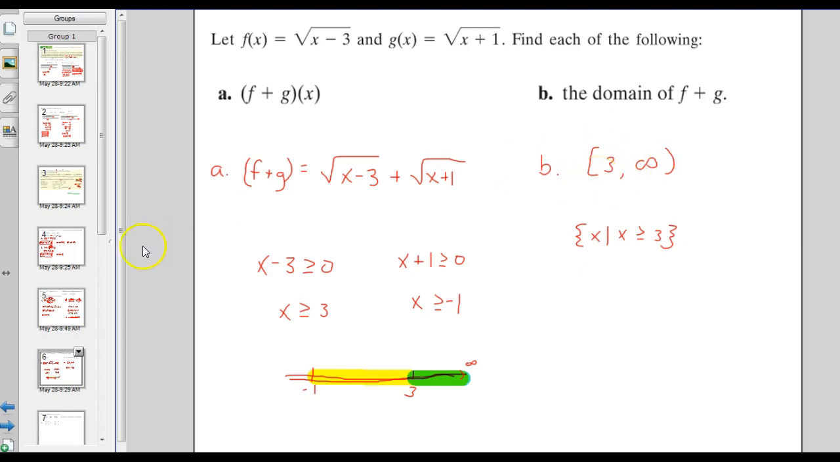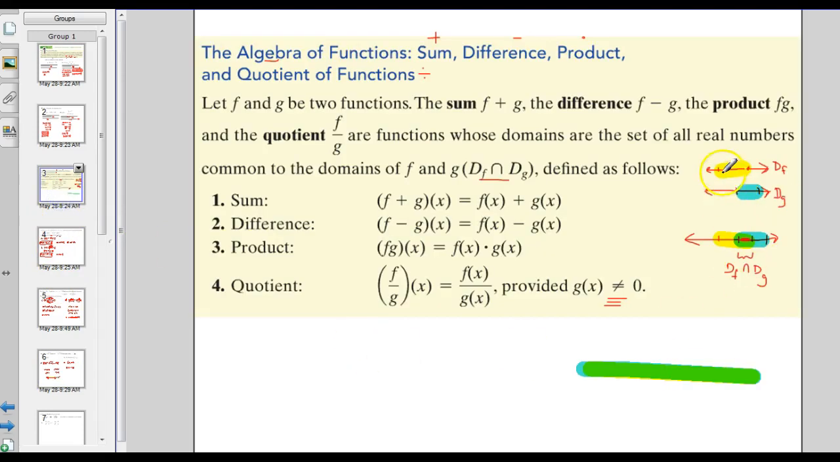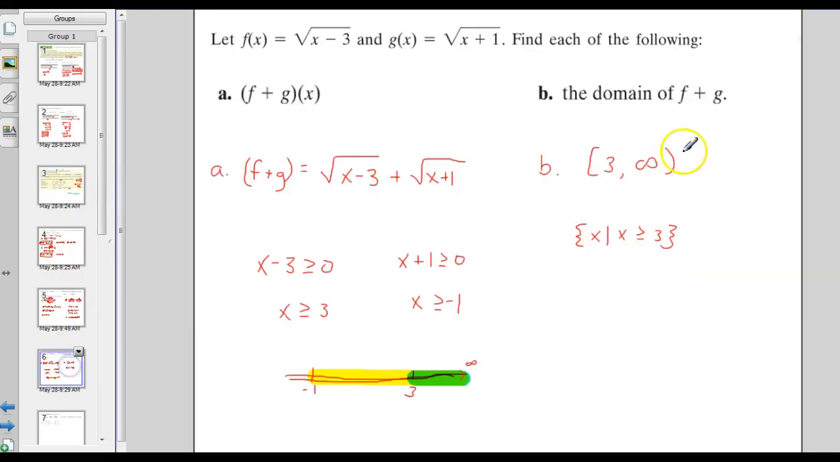Alright, but that's what I meant by this notation. It has to satisfy both. And the only thing that satisfies both here is this region. Okay, this is saying numbers have to be bigger than 3. And this is saying numbers have to be bigger than negative 1. Well, any number that's bigger than 3 is also bigger than negative 1. But not all numbers that are bigger than negative 1, like 0, 1, 2, are bigger than 3. So we can't use all of this, but we can use all of this. So it ends up being the one that's further along in the direction that we're headed.